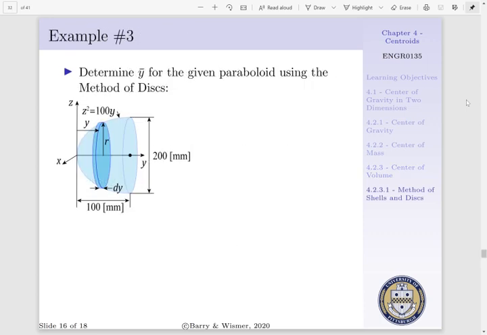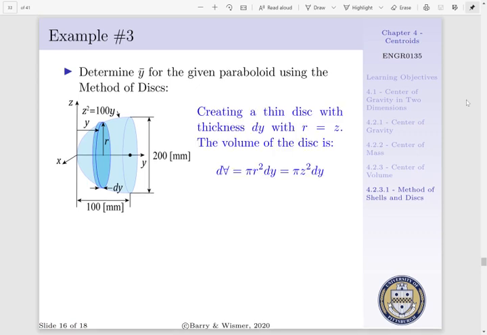In example 3, we want to determine y bar for our paraboloid. And we are going to use the method of disks. Now, our paraboloid is given by a function z squared is equal to 100y, where the bounds of y is between 0 and 100 millimeters, and our paraboloid has a diameter at a maximum of 200 millimeters. For this problem, we are going to ignore significant digits.